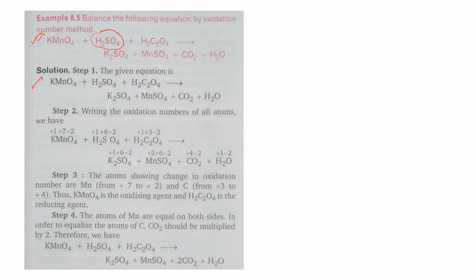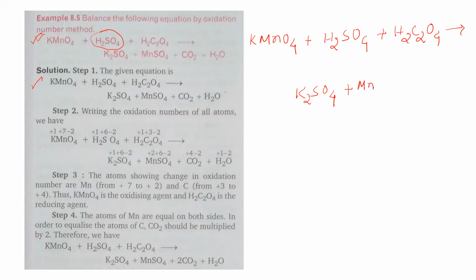For that, I'm just showing it to you. It is written KMnO4 plus H2SO4 plus H2C2O4 is giving you K2SO4 plus MnSO4 plus CO2 plus H2O. Now start writing the oxidation number of each and every element.